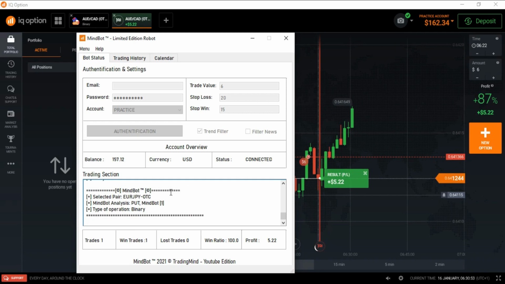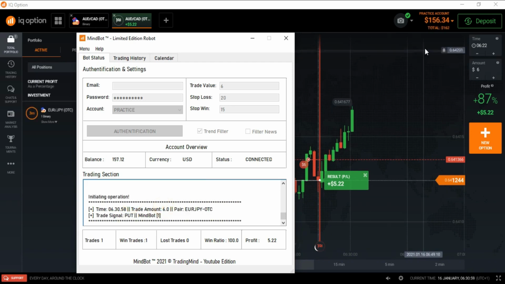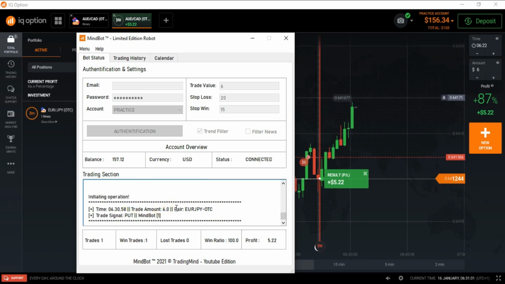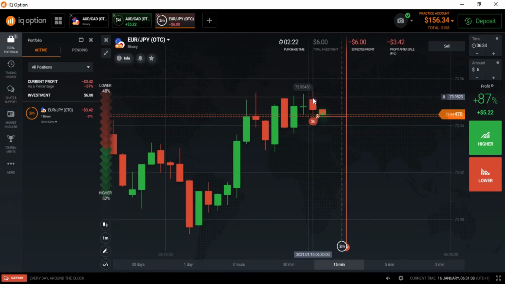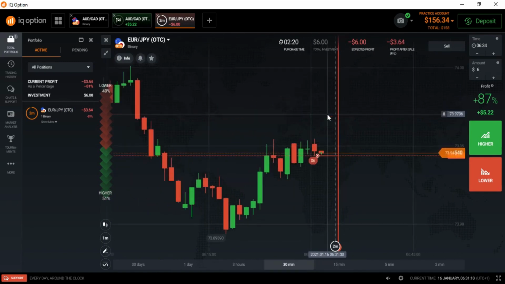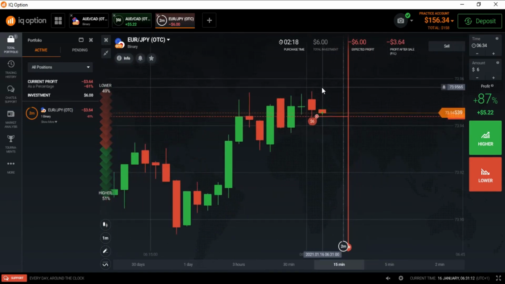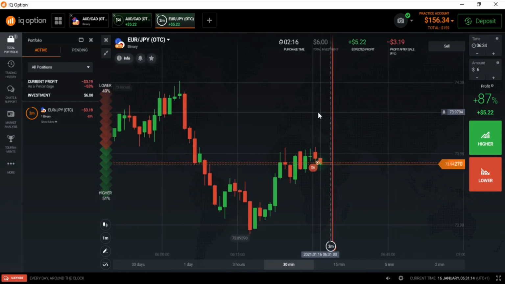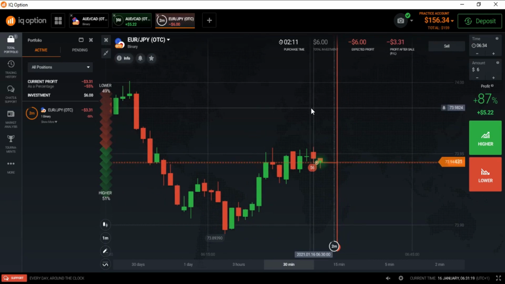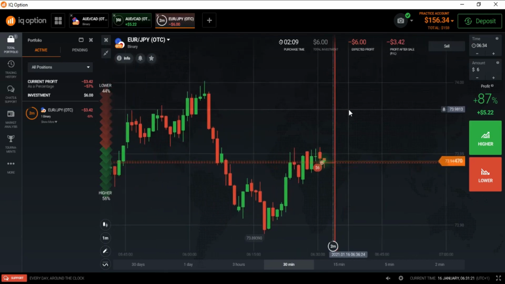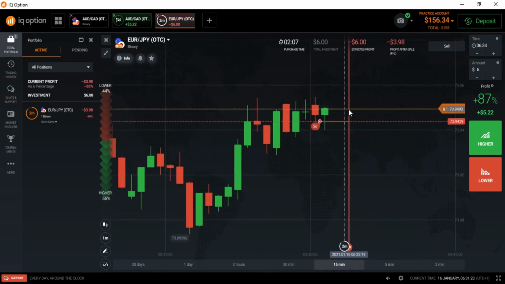As you can see, guys, a trade has been detected on Euro JPY OTC with the put operation on the binary, and the amount has been deducted, and the trade has been placed on this Euro JPY after a long time of waiting. So we have our second trade, and it's going for put. So let's see what this trade's result is going to be, and hope the best for this one. Let's wait.